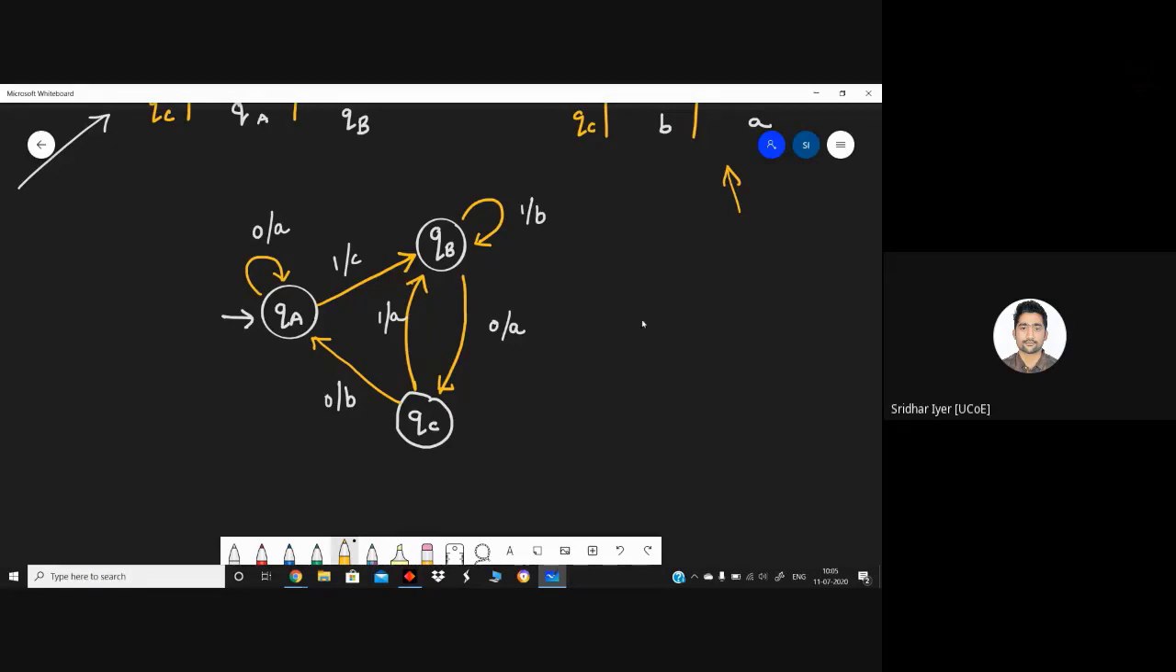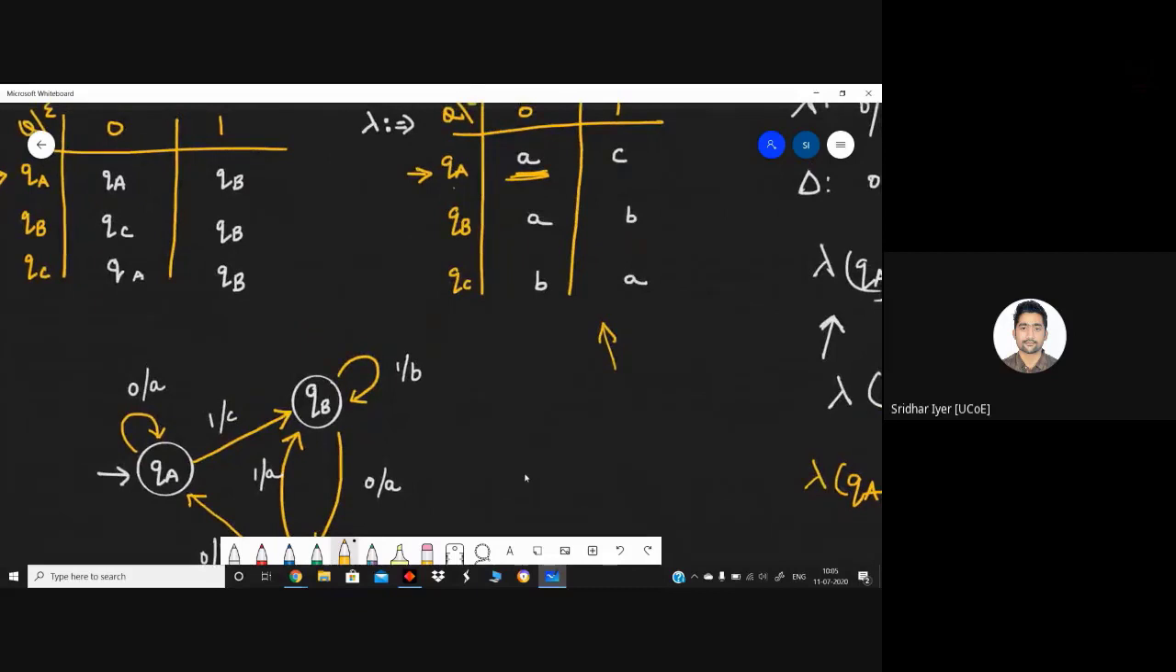So have a look at the table. QA on input 0 gives an output a. So that is what we have written over here. First, write the input followed by the output. This is how the nomenclature is followed. Clear? First, QA on input 0 goes to QA only in a self loop but produces output small a.